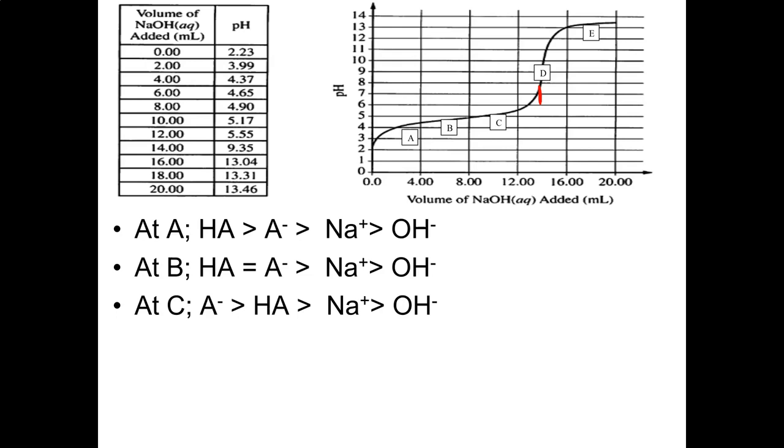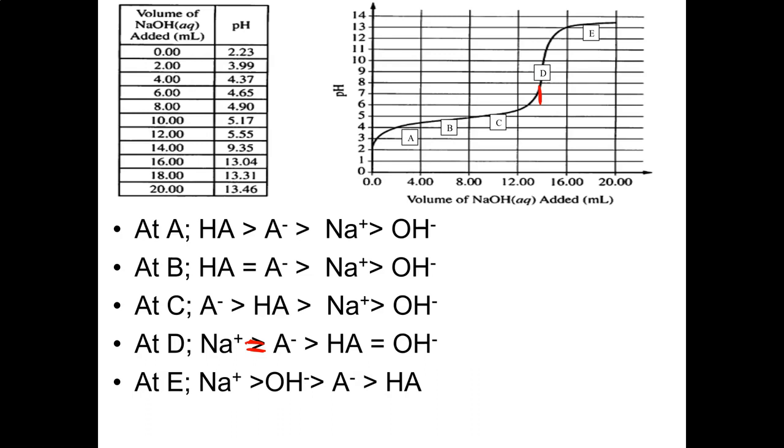So at C, A minus is going to be greater than HA, which is greater than Na plus. Na plus and HA could be similar. You don't want to make that distinction, but for this one we did. And it's greater than OH minus still, because remember your OH is being consumed. At D, Na plus is starting to win. These two really should be equal instead of greater than. That makes more sense. Which is greater than HA, which is equal to OH minus. Because at this point, remember, they're equal to each other, so they consume each other.